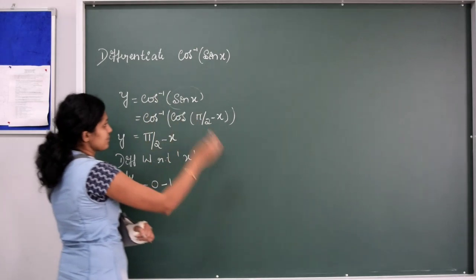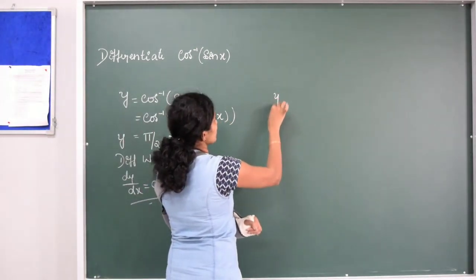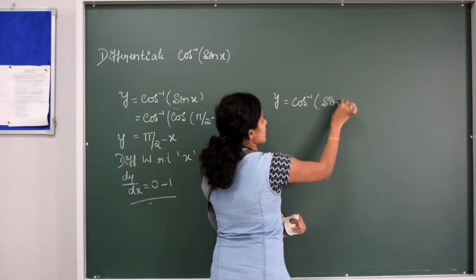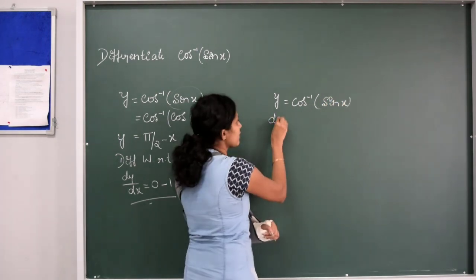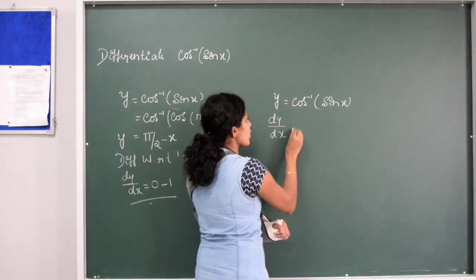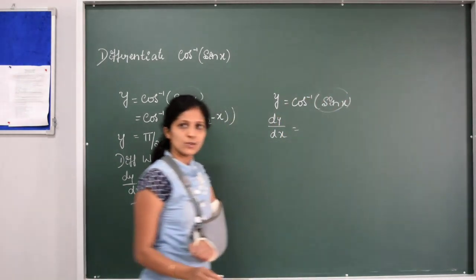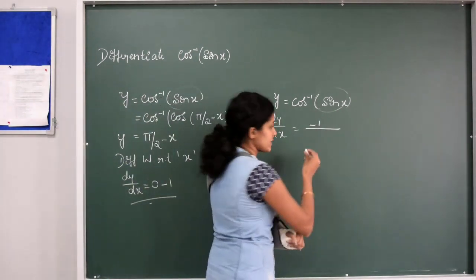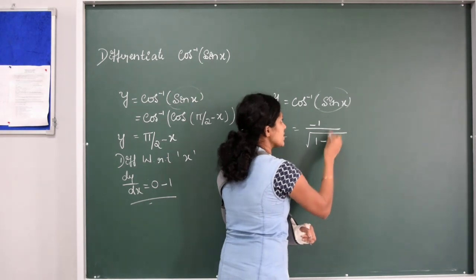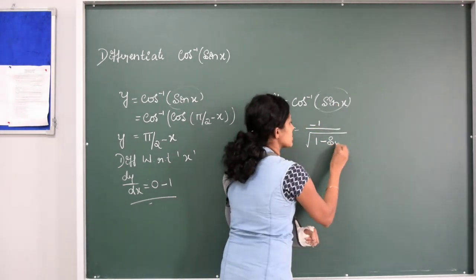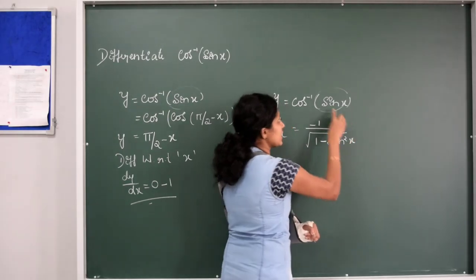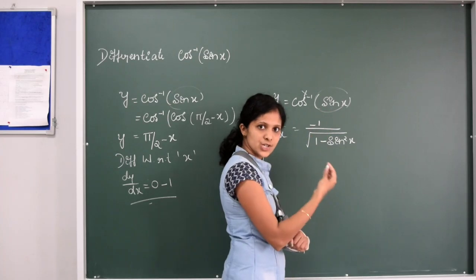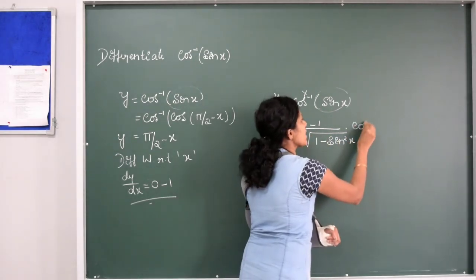If you use the formula, the question is y is equal to cos inverse of sin x. Now we differentiate: dy by dx, of the form cos inverse of x. What is the derivative of cos inverse of x? Minus 1 divided by root of 1 minus x square. Here x is now sin x, so this is sin square x, and we have to differentiate sin x. The derivative of sin x will be cos x.